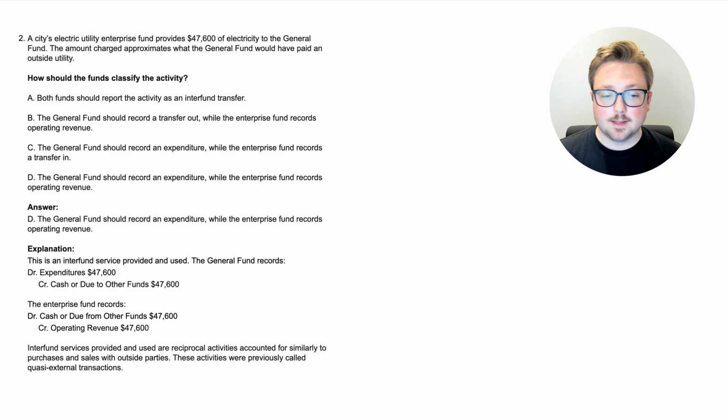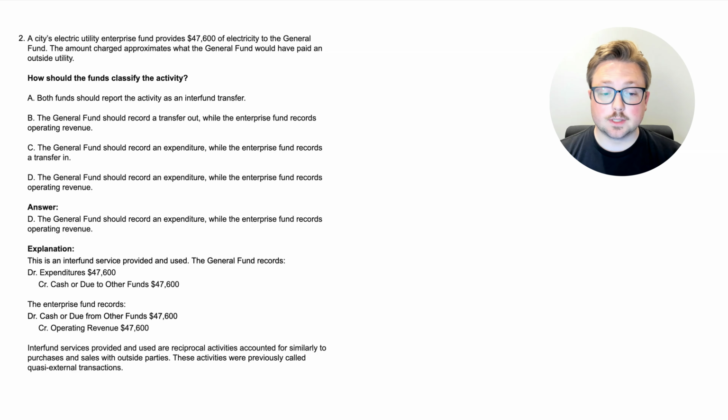Okay, here we are at the answer, D. The general fund should record an expenditure. Remember, with governmental accounting, most things that would be expenses in normal accounting are considered expenditures. That's not always the case, but expenditure is what you're more used to seeing in governmental accounting. While the enterprise fund records operating revenue. So let's go through this. This is an interfund service provided and used, so this is a reciprocal interfund activity.